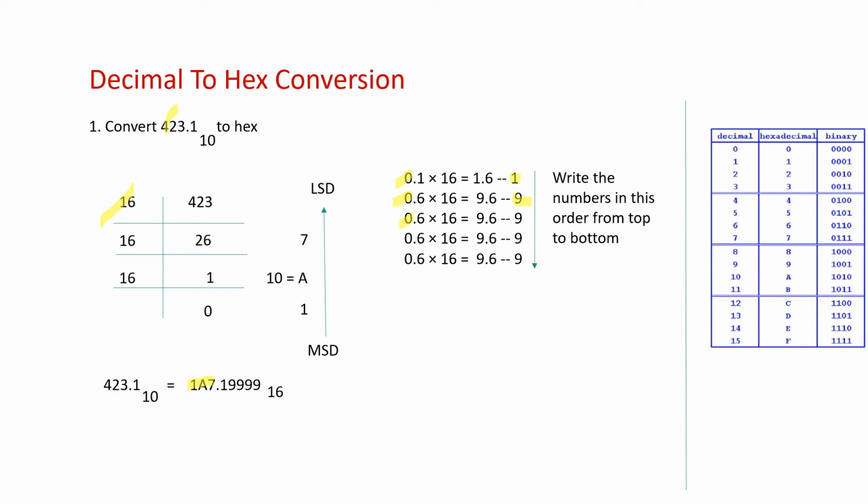So this continues and we record the integers we get, and the hexadecimal equivalent is .19999 after the decimal point, and here it becomes the hexadecimal point. So we can say that 423.1 in decimal is the same as 1A7.19999 in hexadecimal.